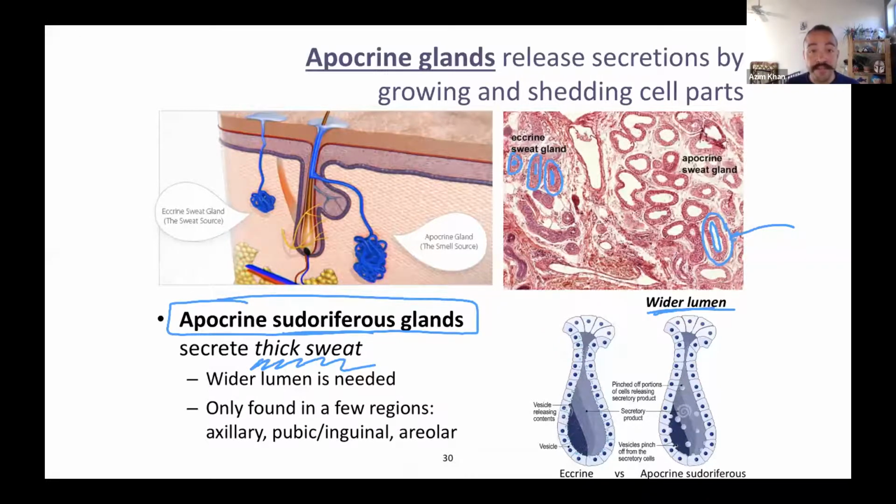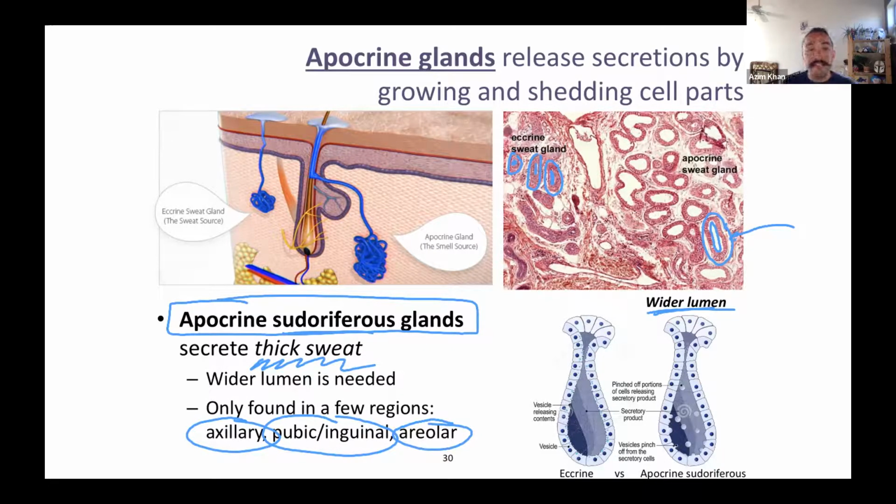This thick sweat is found not all over your body. It's found in very specific regions of your body. Your axillary region, those are your armpits. Your pubic inguinal region, where your genitalia are. Areolar region. What I mean by areolar is around the nipple, the more pigmented part surrounding the nipple.